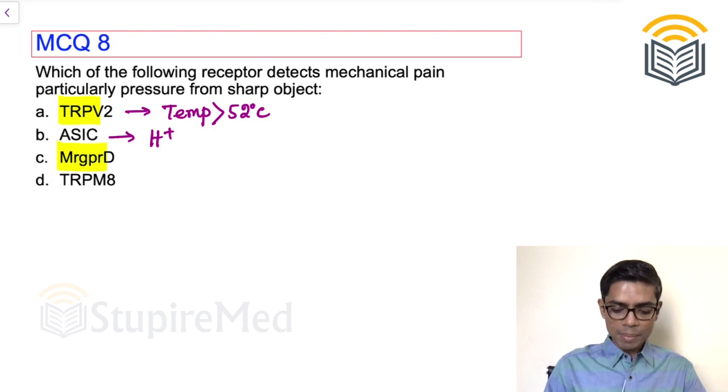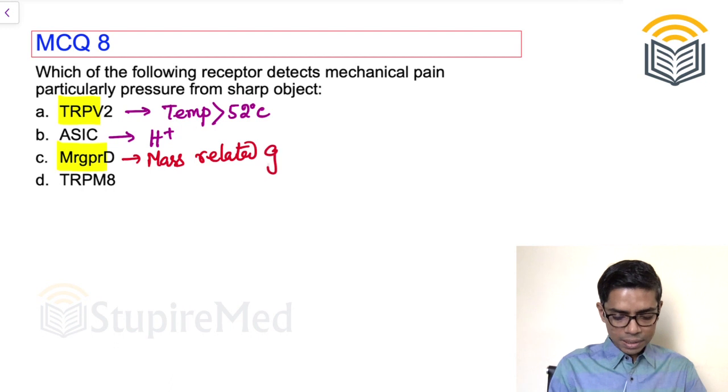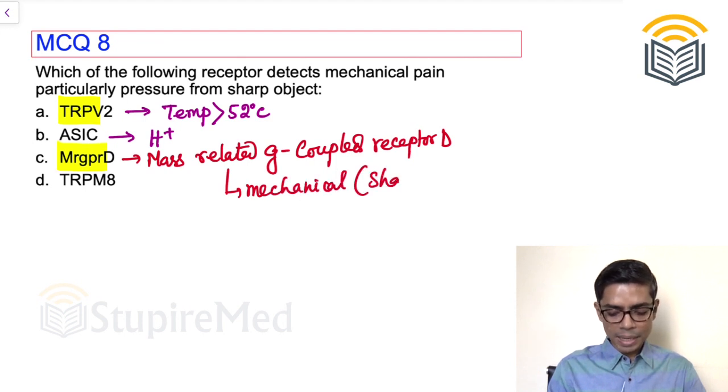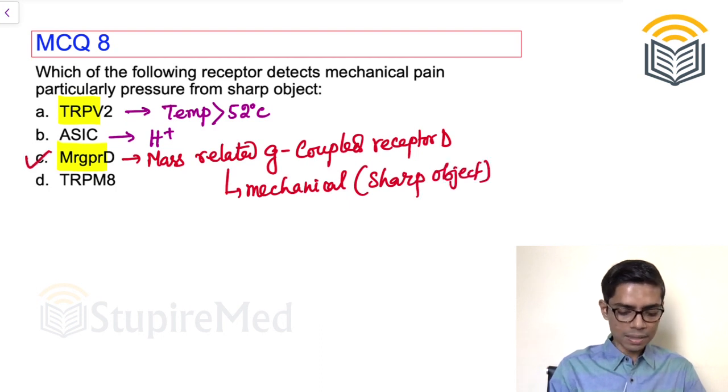MRGPRD, that is mass related G protein coupled receptor type D. This is the receptor for mechanical pain, particularly pain created by a sharp object. So this is my answer C.